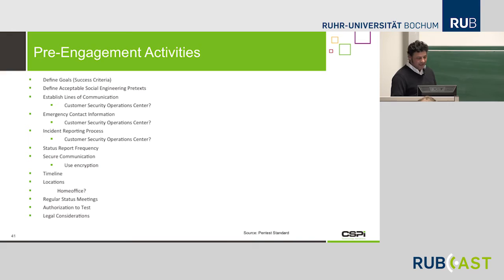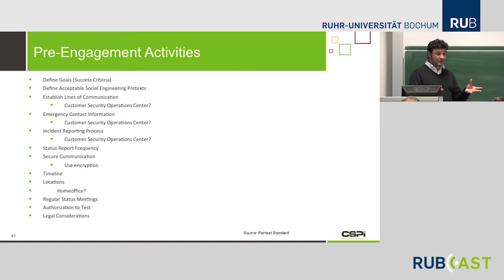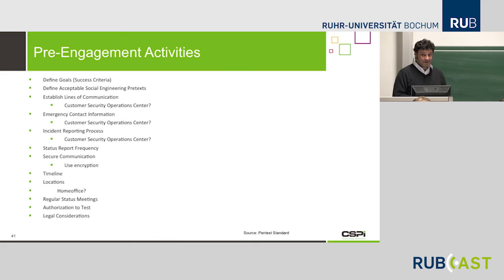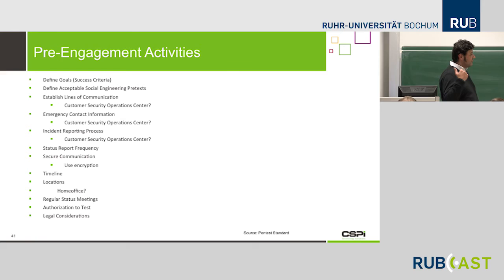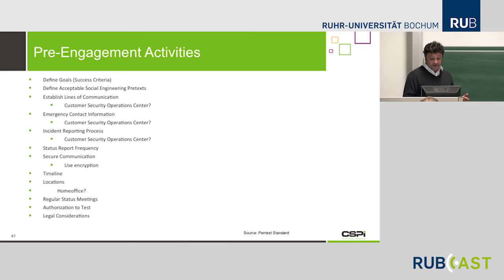Then if you do pen testing, please be aware that something may happen to the application. The application may go down, and the application may be very important or very business critical. Then there should be an emergency process and emergency contact. So who do you contact when something happens? Also, how incidents are reported is important. What kind of incidents are reported? You are not going to report any of your findings during the testing, but the most critical ones. This needs to be clarified at the beginning of a test. Then you need to agree on the status reporting frequency, how often the customer would like to be informed.